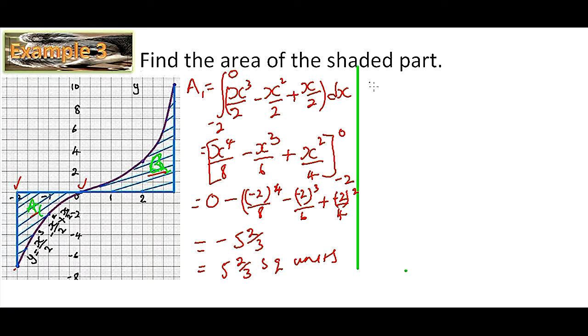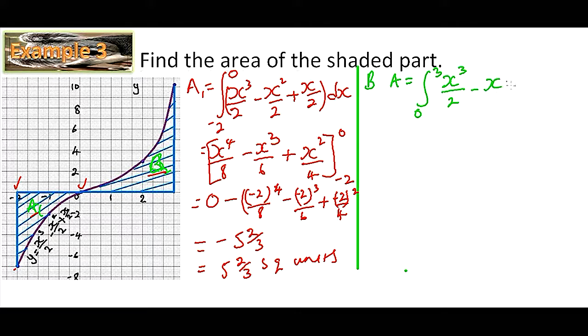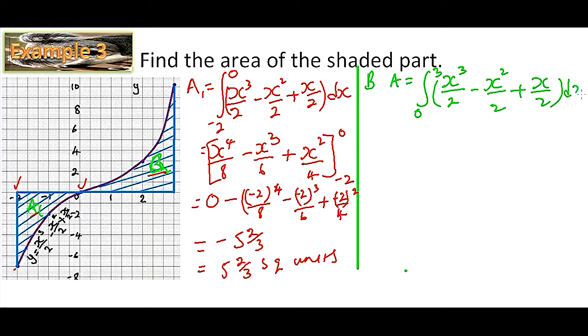So that is the first part. The other one is part B. We have area is equal to the integral. This area starts from 0 to 3, so our limits are from 0 to 3. The same function, that is x to the power 3 divided by 2 minus x squared divided by 2 plus x divided by 2. So this is with respect to x.